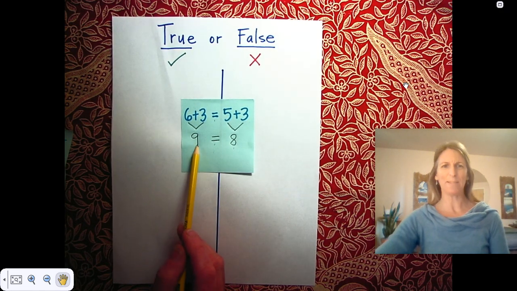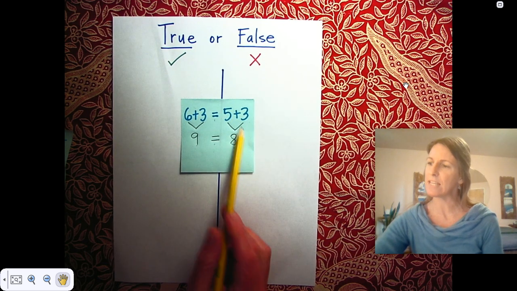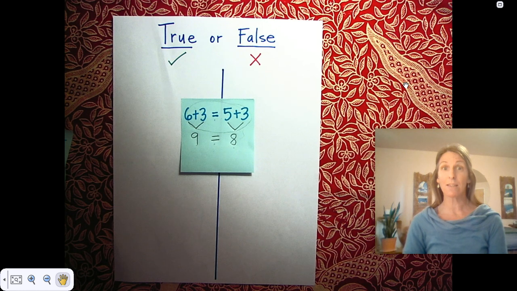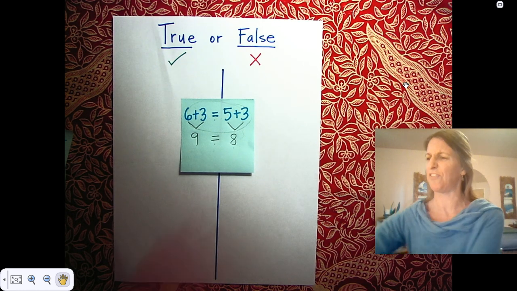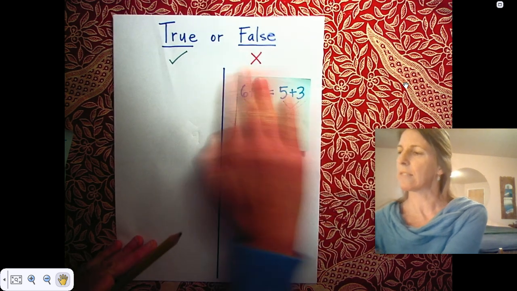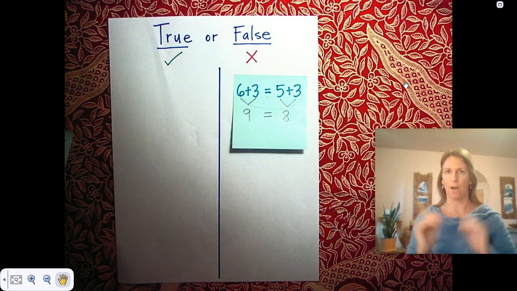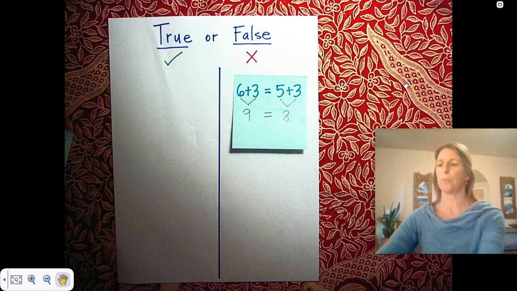No, 9's bigger than 8. So this equation is, what is it? Oh, yeah, you got it. It's false. That is not true. 9 does not equal 8. All right, here we go. Another practice.